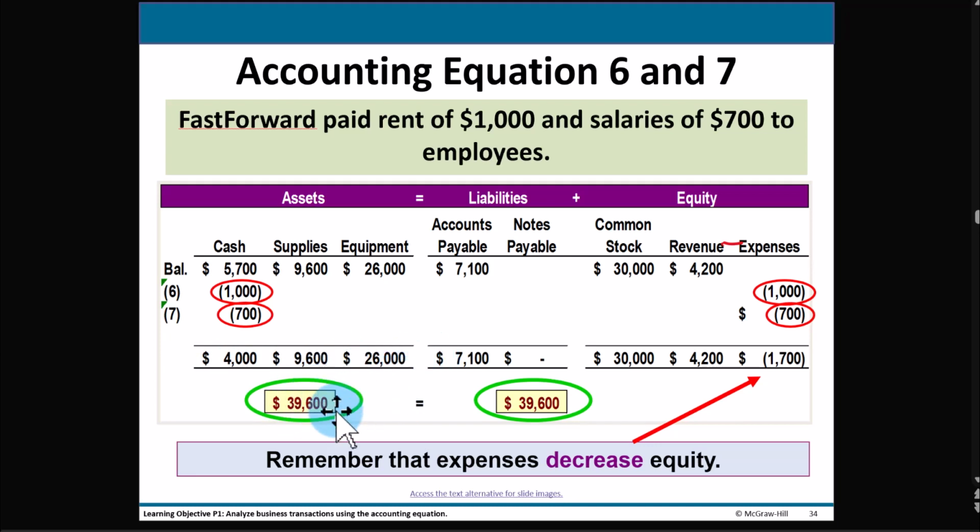In a future chapter, we'll see how this supplies is going to be reduced, adjusted as we use up the supplies. Same thing with equipment. When we use it up, called depreciation, we'll see how this amount gets decreased. But for now, we're keeping it the same. And we're in balance here after transaction 7.